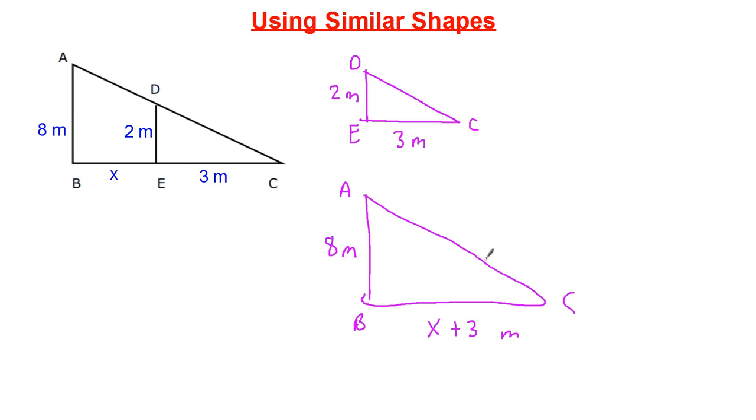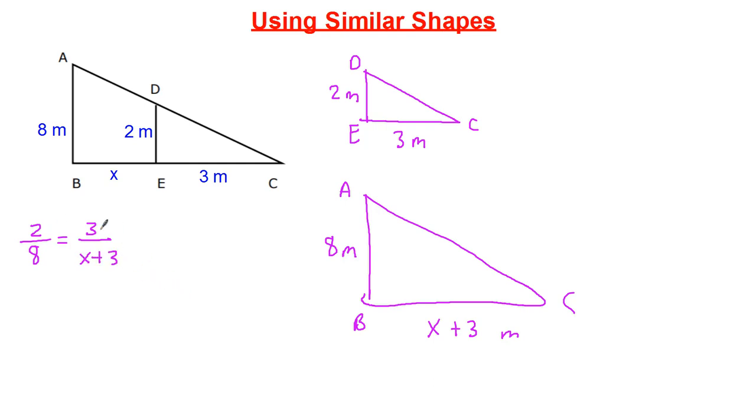Okay? All right, so we have to figure out what x is. But keep in mind, x is not the full distance here. X is the distance from B to E, not from B to C. Okay, so let's start by just setting up some proportions and we'll work through this. So we have 2 for the smaller and then 8 for the bigger. So I'm doing all of my smaller numbers at the top and my bigger numbers at the bottom. So that would be 3 up here, and then at the bottom here I should have x plus 3.